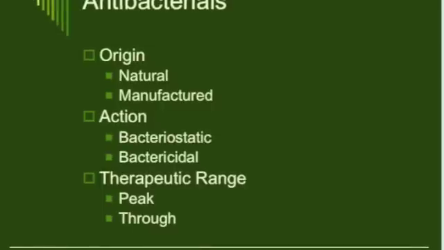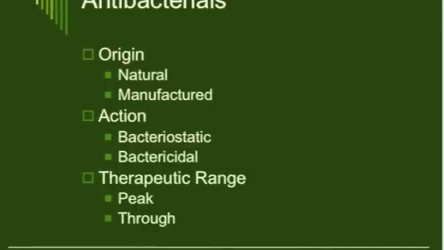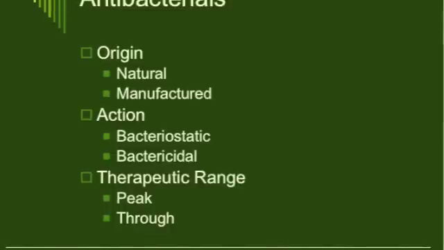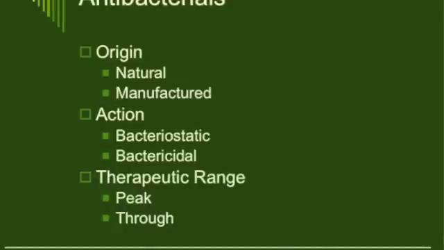The actions of antibacterials are either bacteriostatic or bactericidal. Bacteriostatic means it inhibits the growth of the bacteria, and this is usually found in our tetracyclines and our sulfonamides. Then we have the bactericidal, which means kills bacteria, and this is found in most of our penicillins and cephalosporins. So bactericidal, think of suicidal, it's going to kill. So static inhibits, cidal kills.